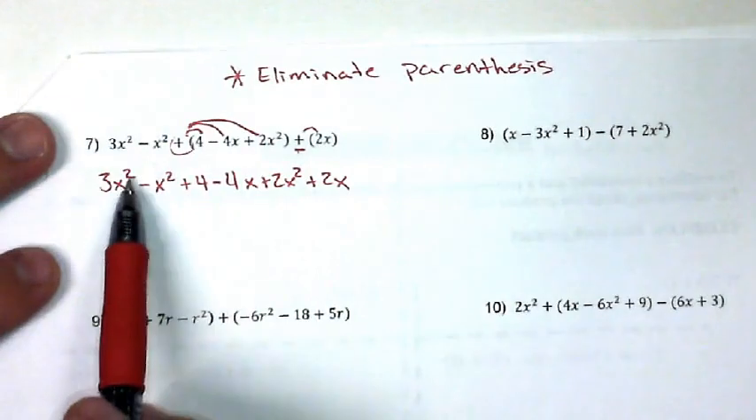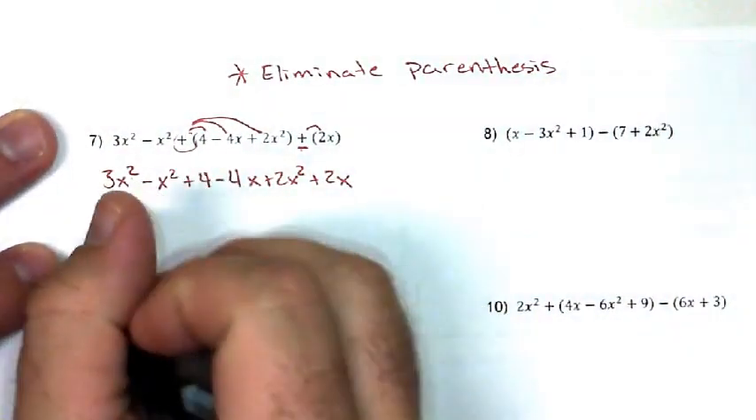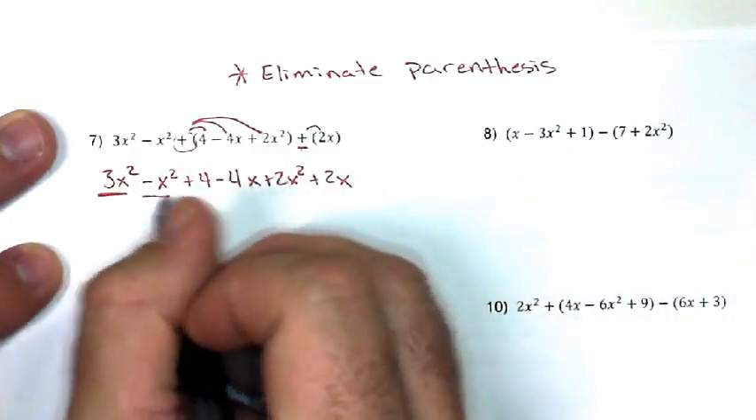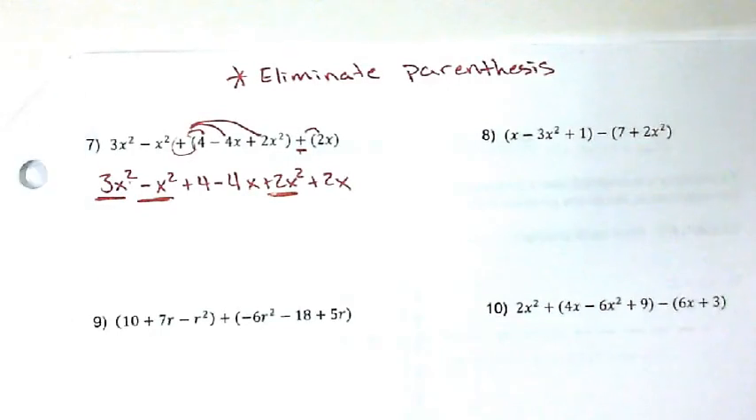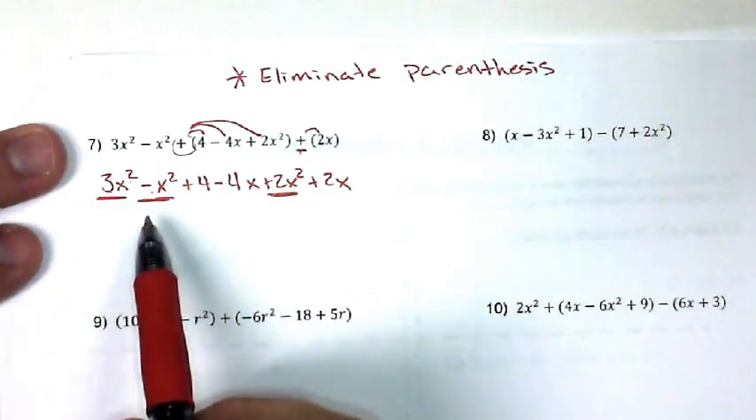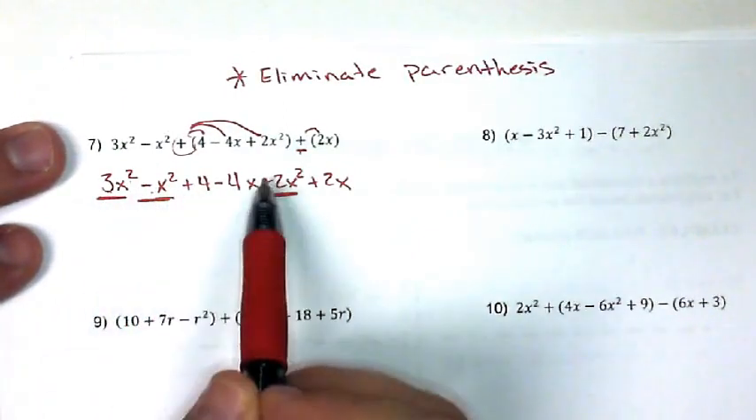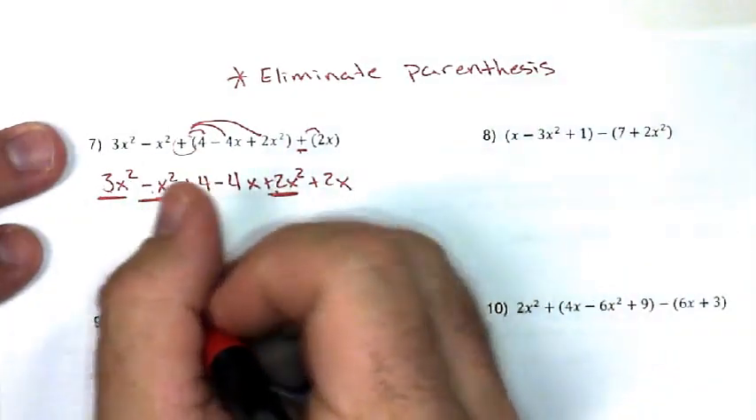I'm going to underline every exponent 2 that I have that has the same variable. There are 3 of them, and I need to combine those 3. So I have 3 minus 1. What's 3 minus 1? 2. So I have 2 plus another 2, which is 4. So I have 4x squareds. Eliminate those, because I'm now done with that.